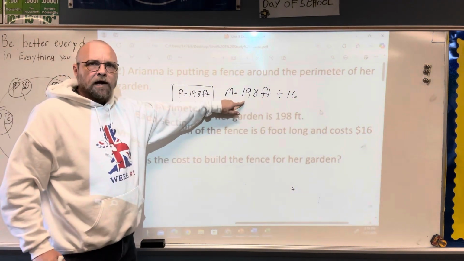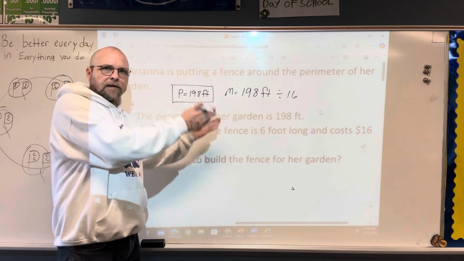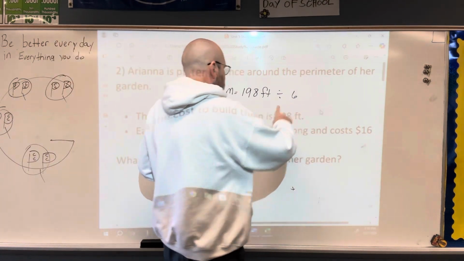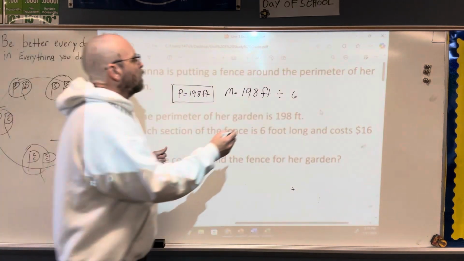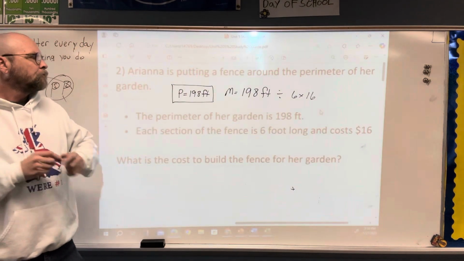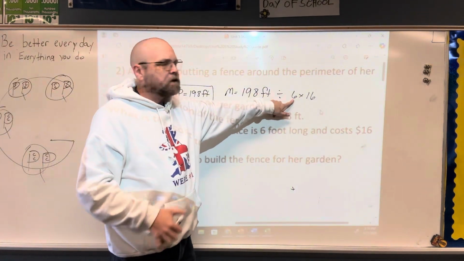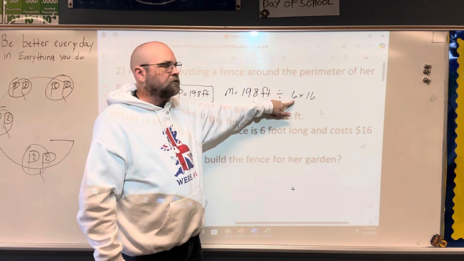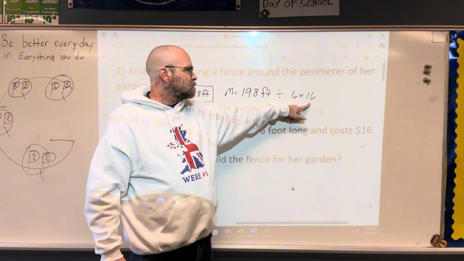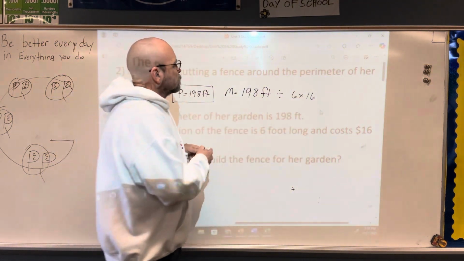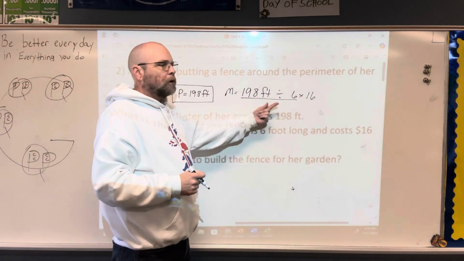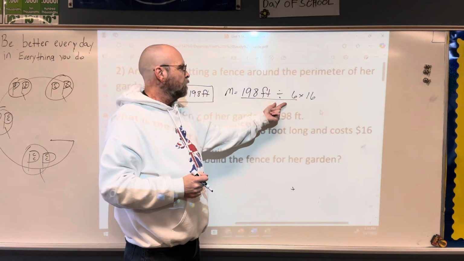So if we know there's 198 feet total, and we break it into 6 foot sections, we're dividing by 6, not 16. Dividing by 6, and then multiplying by 16. We take the whole thing divided into sections of 6, and then each one of those sections of 6 costs $16. So we have division, we have multiplication. Since we work from left to right, we're going to start with the division.